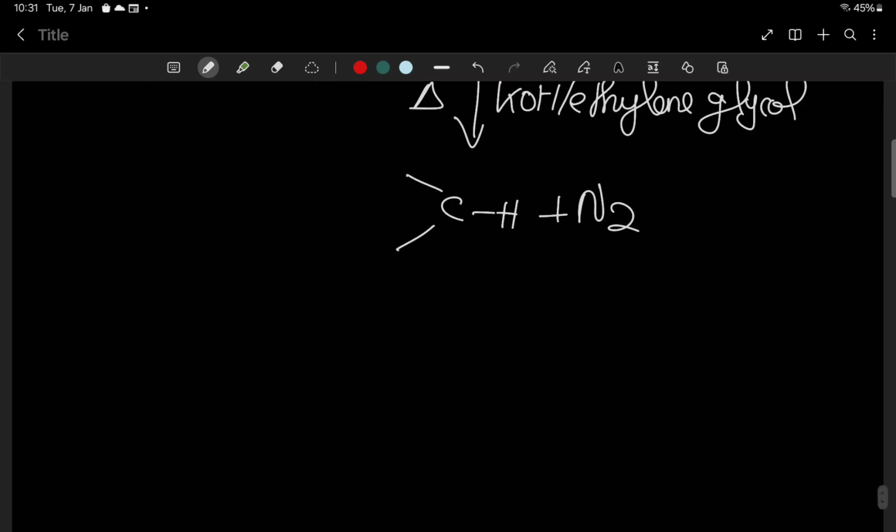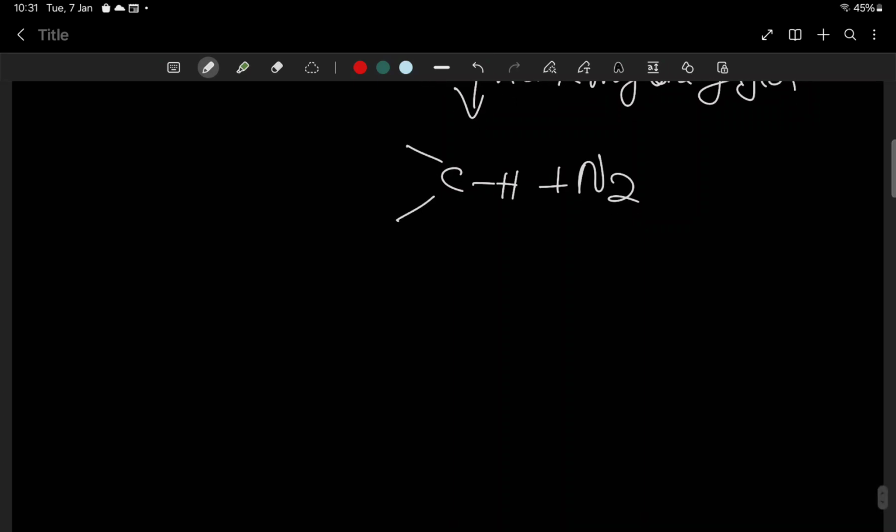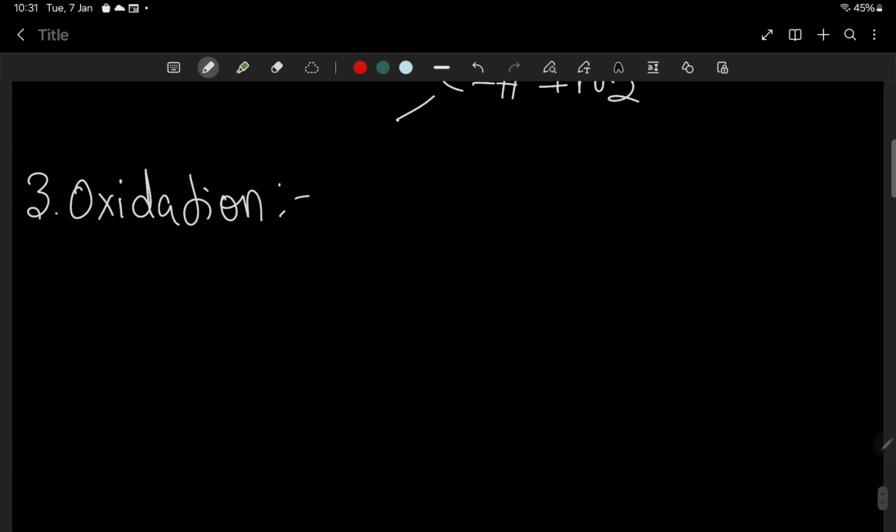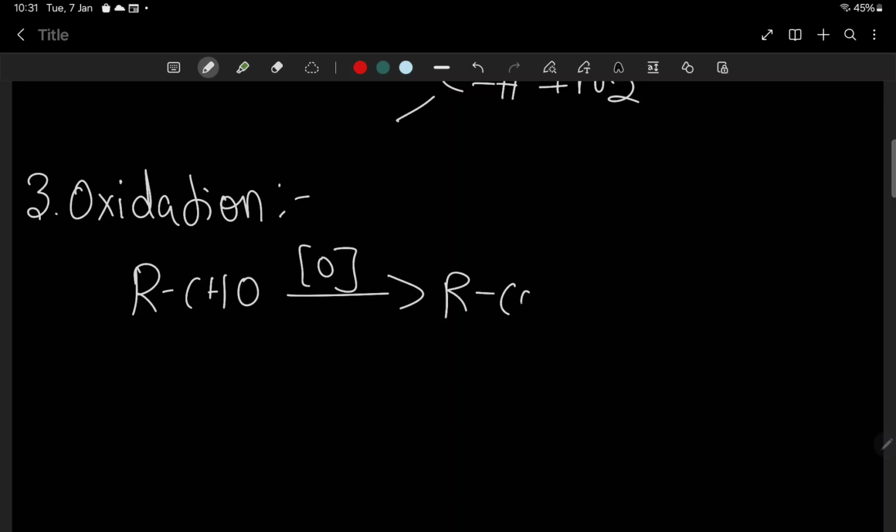Now the next reaction is oxidation. Now we did reduction, now we are going to do oxidation. That is very simple. Take aldehyde and just oxidize it. We get the corresponding acid.